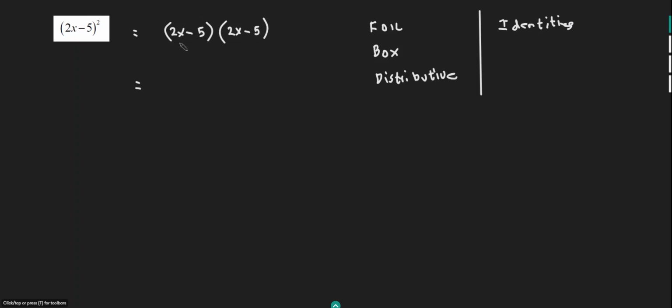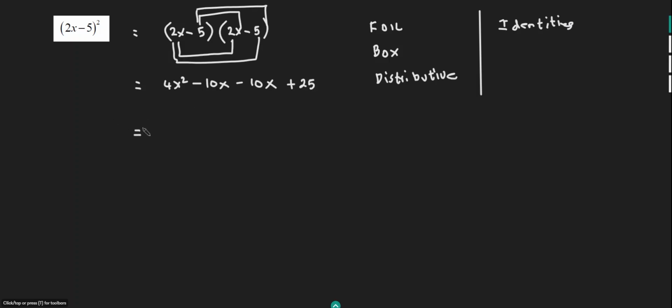That is, we have to take the first, 2x multiplied with 2x, which is 4x squared. Then the outer, which is 2x times negative 5, which is negative 10x. And then the inside terms, which is negative 5 times 2x, and that is also negative 10x. And then the last, which is negative 5 times negative 5, which is positive 25.